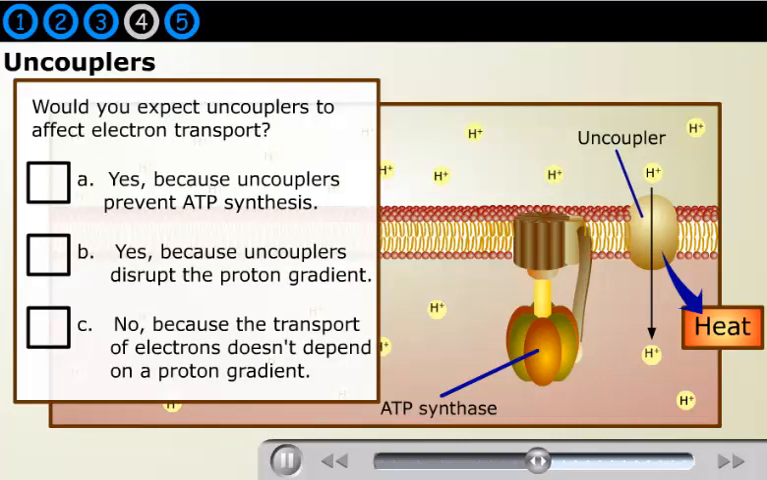Would you expect an uncoupler to affect electron transport? Click in the box next to the correct answer, then click Submit.